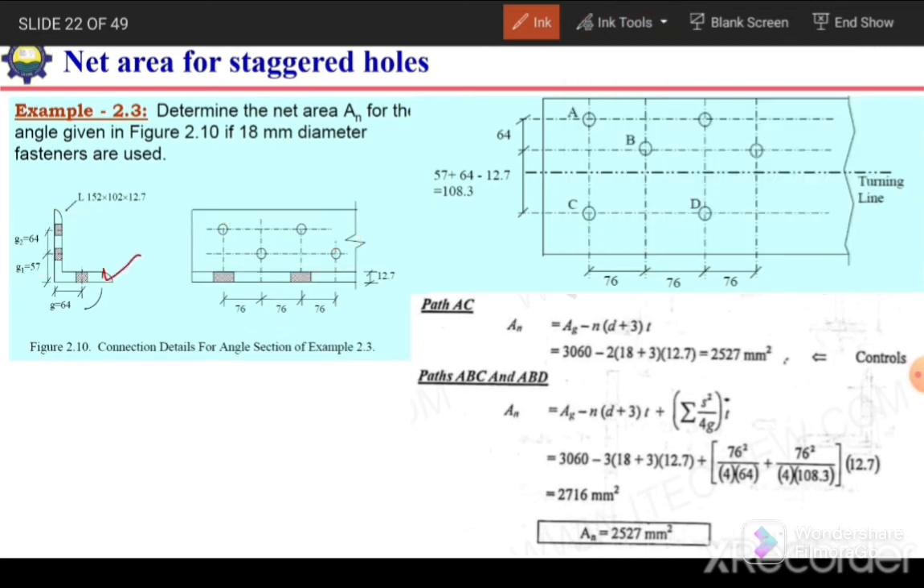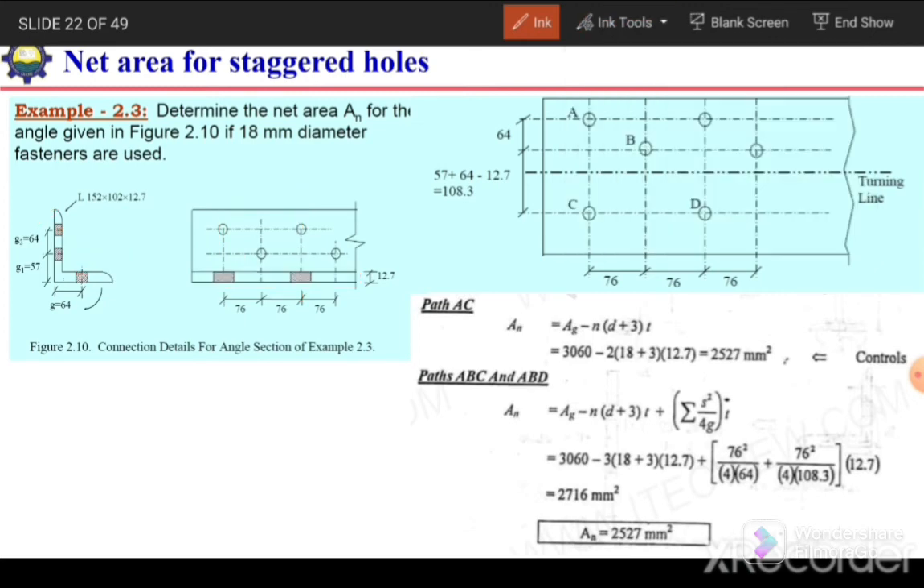And this leg will be shown like this in the elevation, and this bolt is in line with the upper one. So this bolt as well as this bolt are in line. So the upper bolt and this bolt on the lower leg are in line. So here we have one bolt, here we have one bolt.